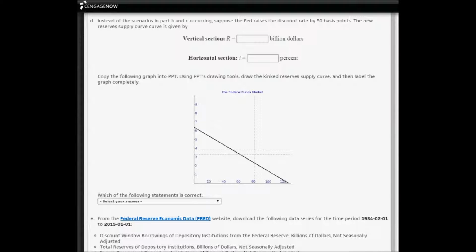Instead of the scenarios in Part B and C occurring, suppose the Fed raises the discount rate by 50 basis points. The new reserve supply curve is given by what?